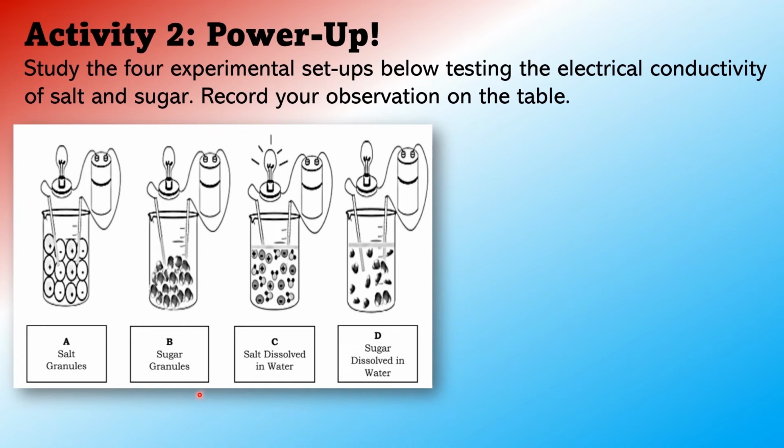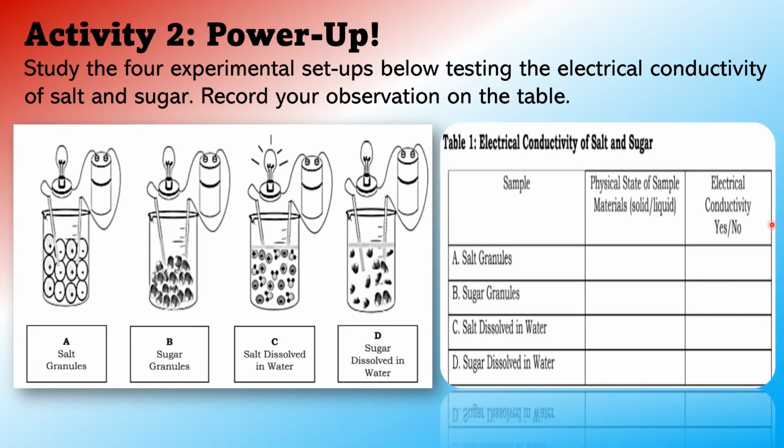electrical conductivity of sugar and salt. For setup A, you have salt granules. For setup B, you have the sugar granules. For setup C, salt dissolved in water. And setup D, sugar dissolved in water. I want you to record your observations on a separate sheet of paper, answering the table below.